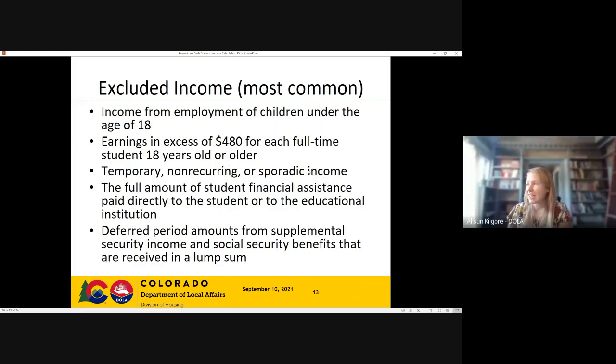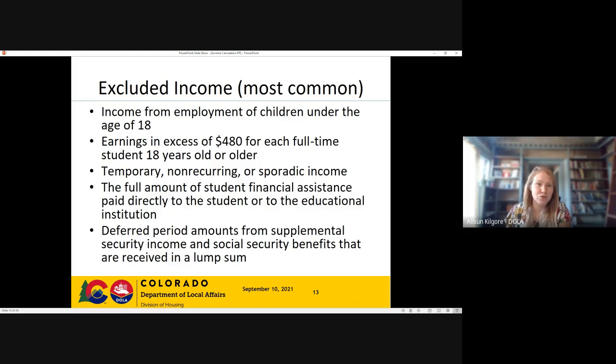All right. A brief note on some excluded sources of income. So there's a few bullets here. These are probably the most common ones. Of course, Part 5, the HUD handbook, has all of the exclusions that you could possibly want for income and for assets, because there are some assets that are excluded from calculations. But for income, you're going to exclude any income from the employment of children under the age of 18.